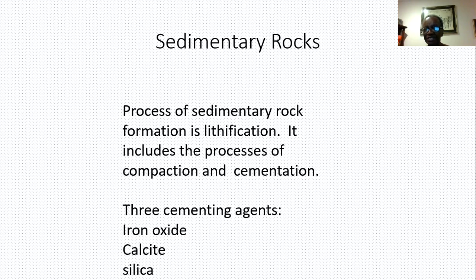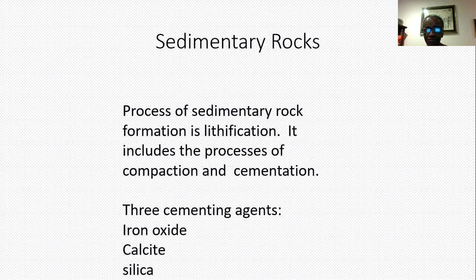That big word stems from the term lithify, which means rock. And it includes the processes of compaction and cementation. Because if sedimentary rocks are made from bits of sediments cemented together, you would have those bits of sediment that have to be compacted, and something has to hold them together so that they can eventually become rocks. And so that's why we say that lithification includes compaction and cementation.